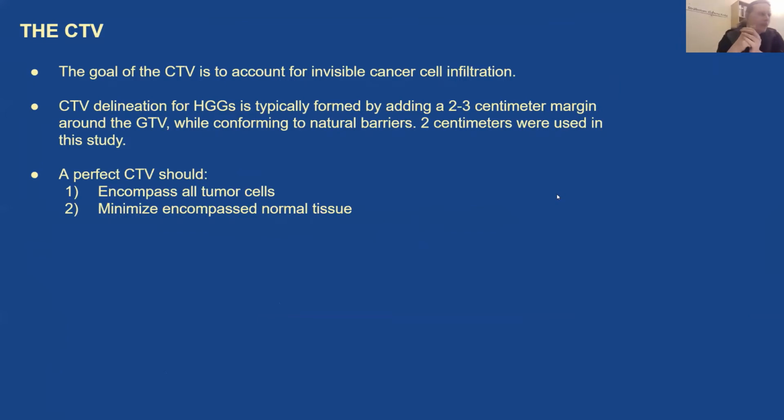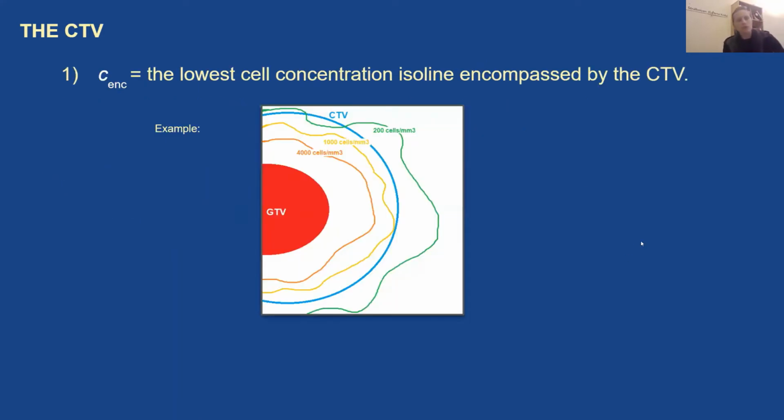Well, the goal of the CTV is, of course, to account for invisible cancer cell infiltration. In CTV delineation for high-grade gliomas, you typically add 2 to 3 centimeters margin around the GTV. 2 centimeters was used in this study. So a perfect CTV, hypothetically, should encompass all tumor cells, and it should also minimize the encompassed normal tissue. To investigate these two properties, we first looked at what we called C-enclosed or C-encompassed, C-enc.